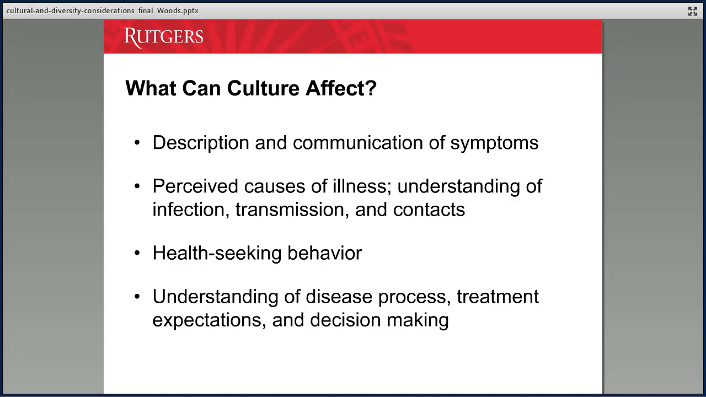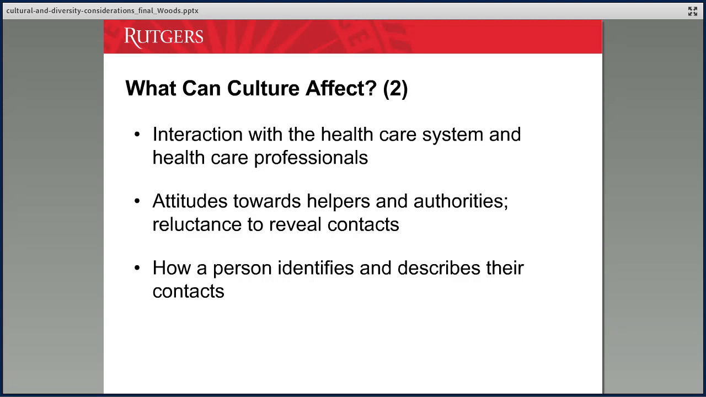Health-seeking behavior. Where do they go for their care? Do they go to a physician, or do they go to someone in their community? Understanding of disease process, treatment, expectations, and decision-making. It can also affect interaction with healthcare systems and healthcare professionals. Attitudes towards helpers and authorities, reluctance to reveal contacts, how a person identifies or describes their contacts.